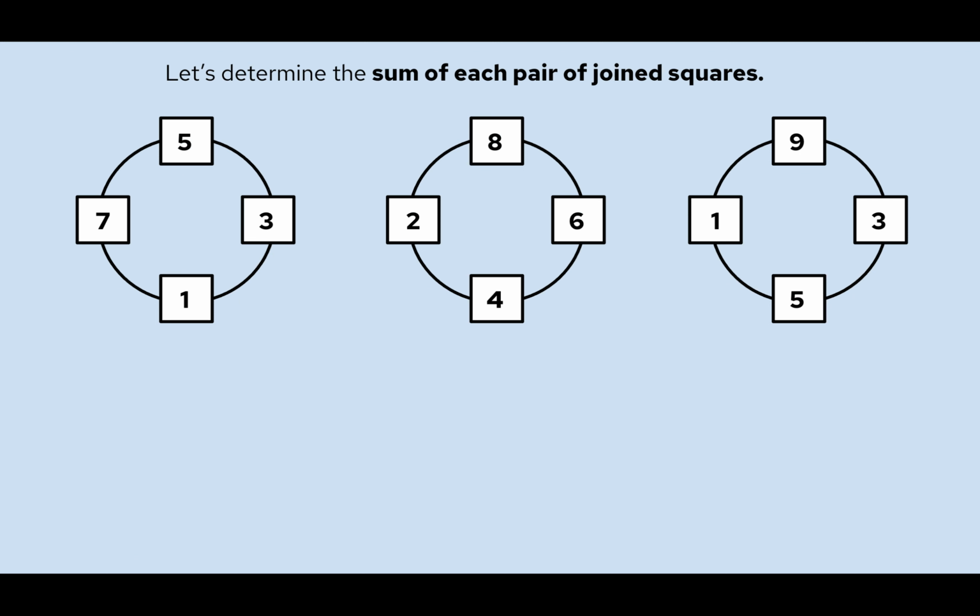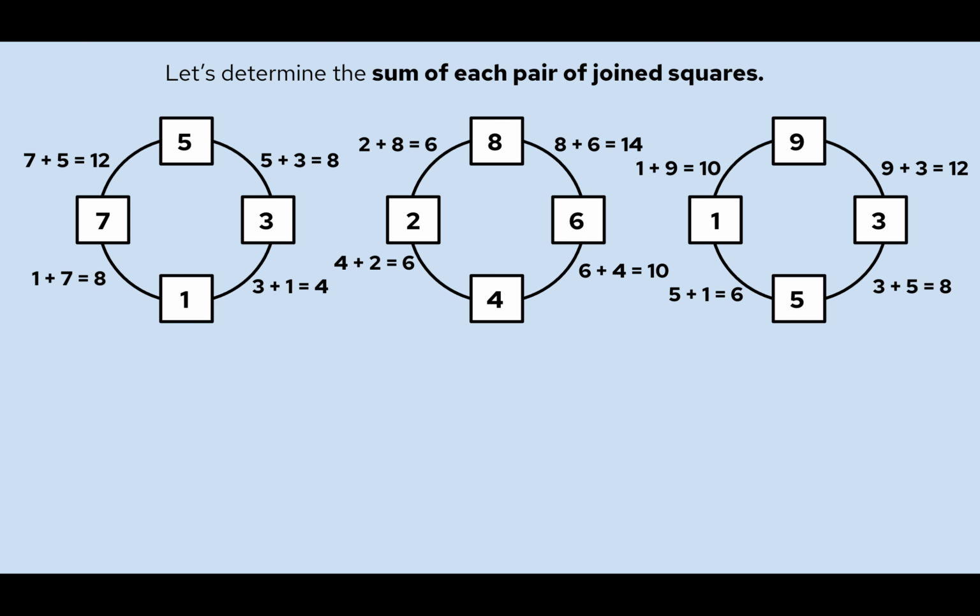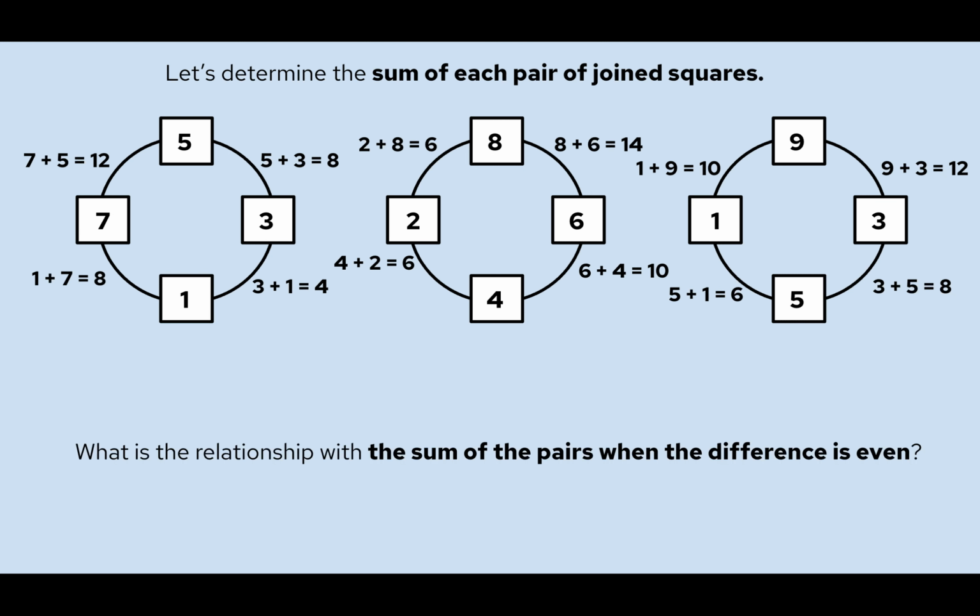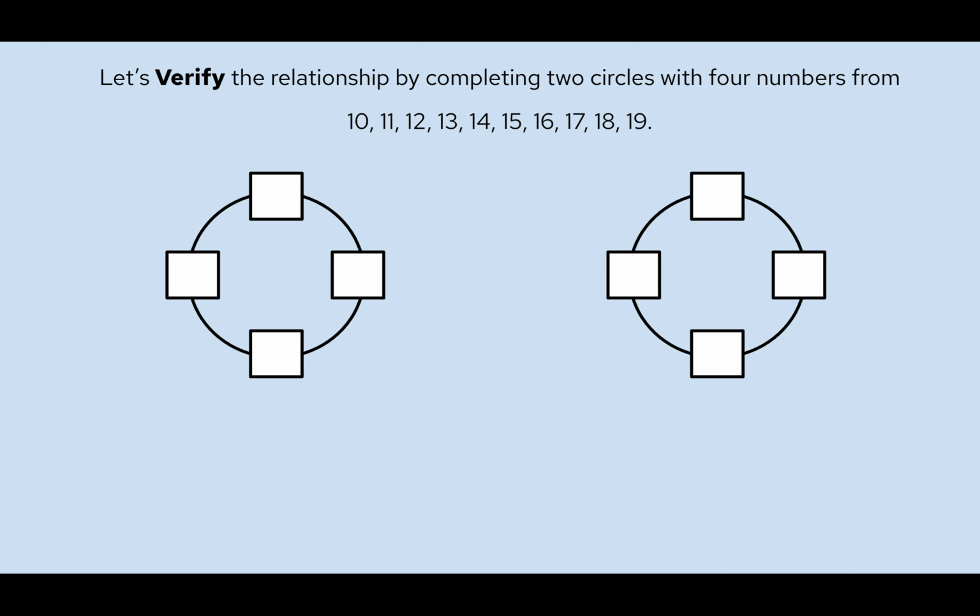So just like we did before, let's determine the sum of each pair of the joined squares. So in the first circle, we have 12, 8, 4, and 8. The second circle, 6, 14, 10, and 6. And the last one is 10, 12, 8, and 6. So what is the relationship with the sum of the pairs when the difference is even? Again, you might want to pause. And I notice that the sum is always an even number.